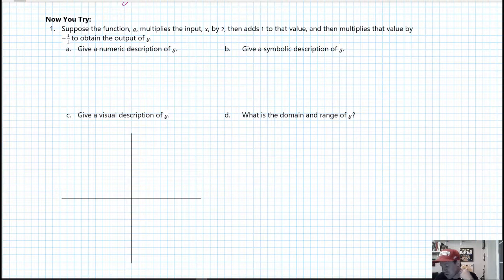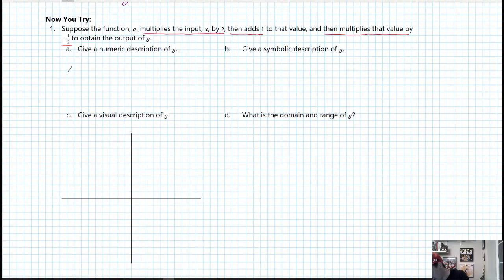Suppose we have a function g that multiplies the input x by 2, then adds 1 to that value, and then multiplies that value by -1/2 to obtain the output of g. All right, so there's 3 steps here. We're first multiplying the input by 2, then adding 1, and then multiplying by -1/2. All right, so we want to give a numeric description to this.